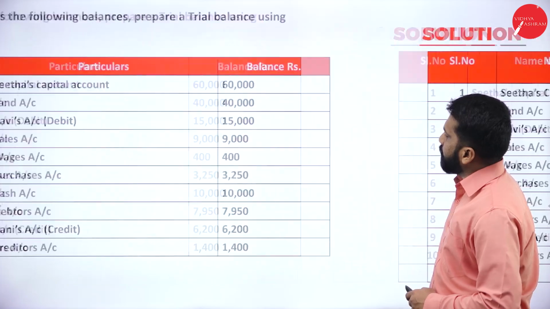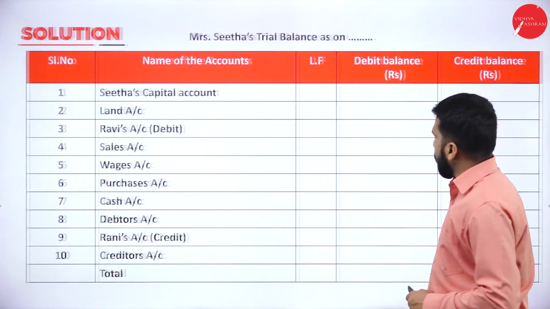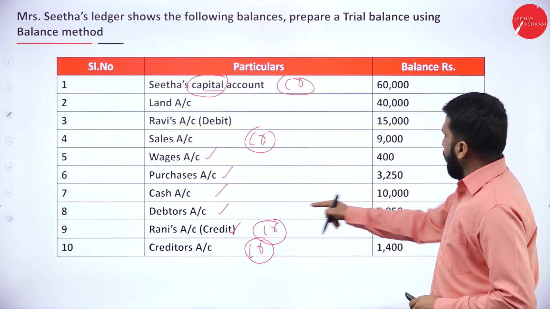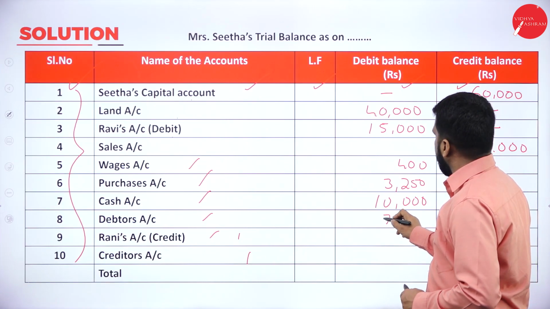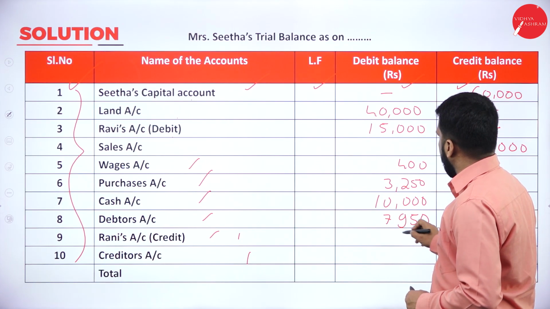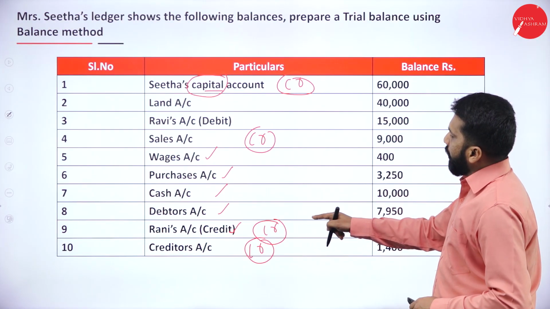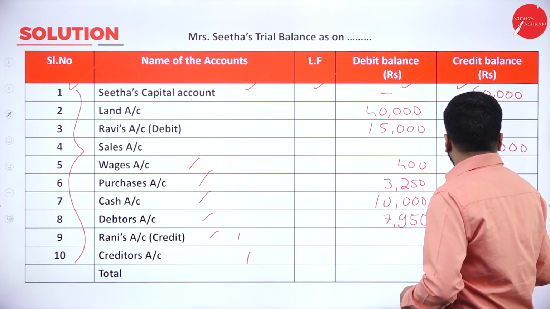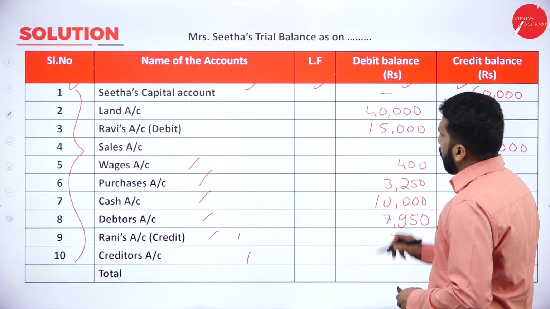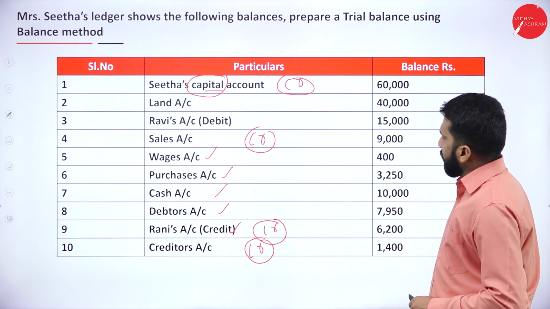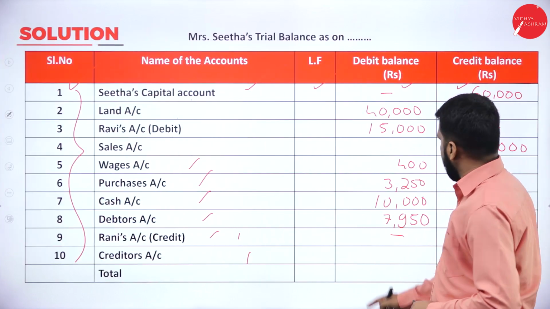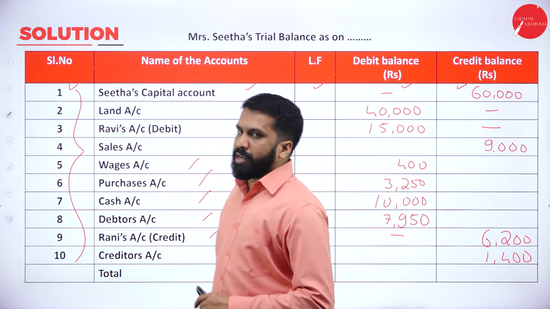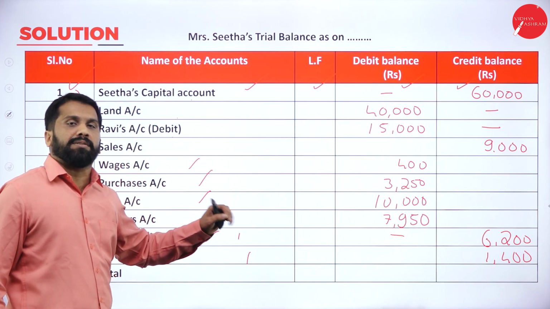So what about cash? Your cash is 10,000. Next, your debtors 7,950. Next, Rani's account, credit item 6,200. Now, your creditors, it comes around 1,400. Now, we'll check the total. If the total is correct, it means whatever you have done is also correct.